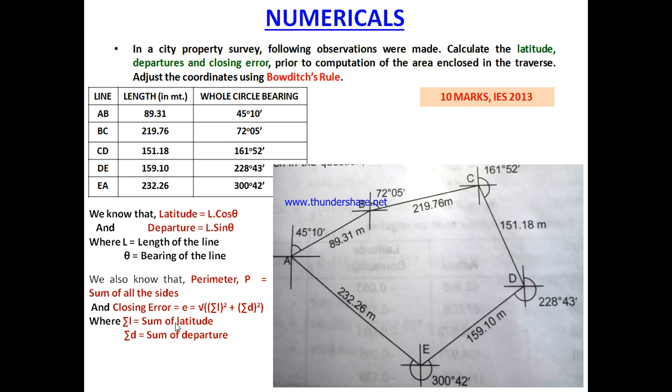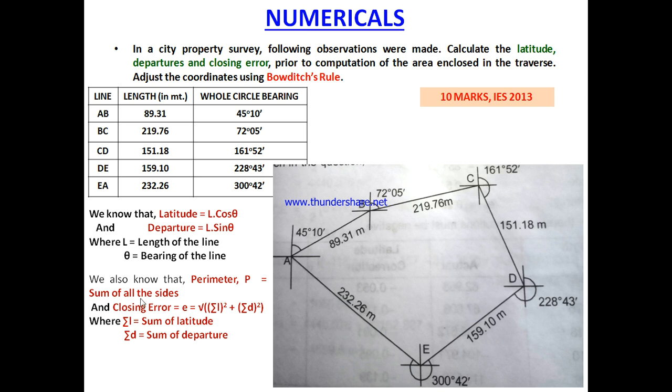Now the closing error, as we have determined in the case of the transit rule also, will be equal to the square root of summation L squared plus summation D squared, where summation L is the sum of the latitudes and summation D is the sum of the departures. Here, sum of latitude means the algebraic sum, not the arithmetic sum. You must be clear where we have to take the arithmetic sum and where we have to take the algebraic sum.